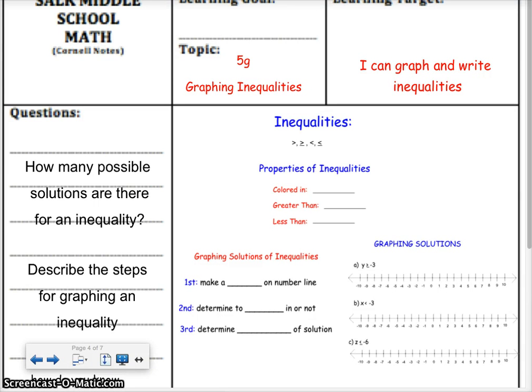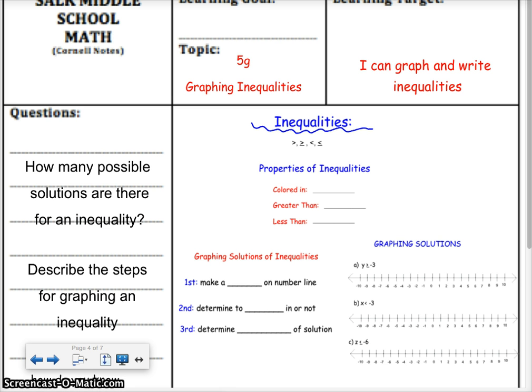To the last topic of Unit 5. So Unit 5 has talked about solutions to equations. We've talked about solving equations. Everything has been contingent upon equations. But that's not the only thing in the whole wide world. There's also something known as inequalities.